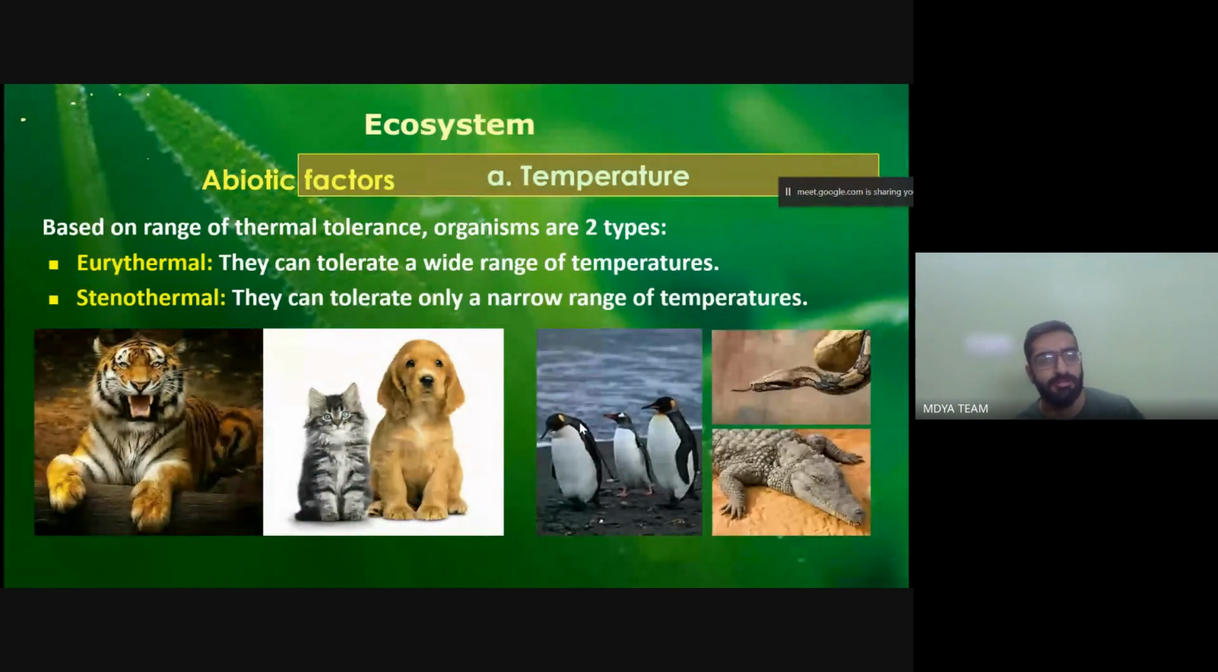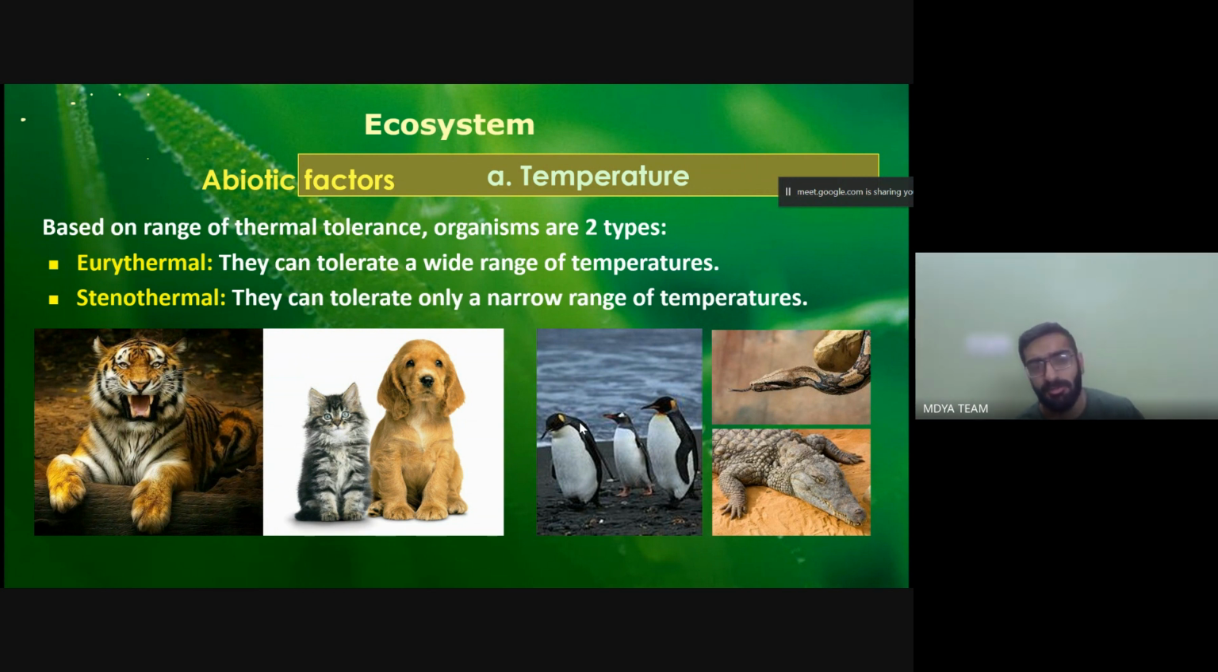So now we'll understand based on the range of the thermal tolerance. Okay, thermal tolerance is how much temperature you can tolerate. Okay, so organisms can be of two types. One is the eurythermal, and the other is the stenothermal.